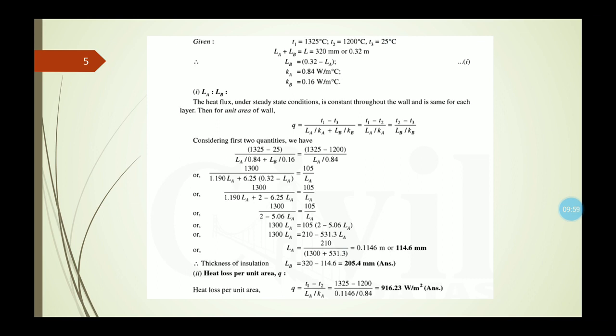Now how to solve this question? We can use the formula for the heat flux, that Q equals the temperature difference divided by the thermal conductivity terms for each material. So Q equals T1 minus T3 divided by (LA by Ka plus LB by Kb). This is equal to T1 minus T2 divided by LA by Ka, which is also equal to T2 minus T3 divided by LB by Kb. Because the heat flux under steady state condition is constant throughout the wall and is the same for each and every layer.